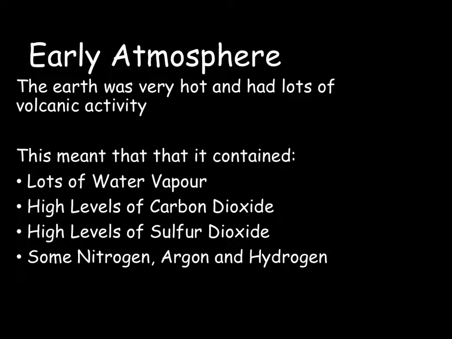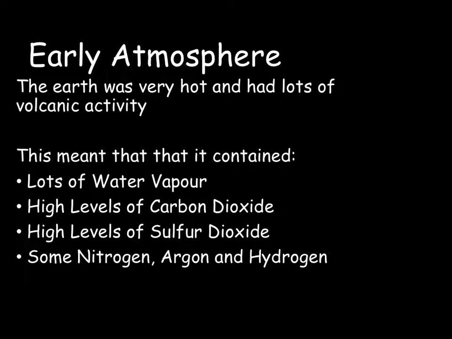So what was the Earth's early atmosphere like? Well, the Earth was very hot and had lots of volcanic activity. This meant that it contained lots of water vapour. As the temperature was incredibly high, all of the water had evaporated and was existing as steam in the atmosphere. We would have had very high levels of carbon dioxide and very high levels of sulfur dioxide. That sulfur dioxide would have been released from the volcanoes.